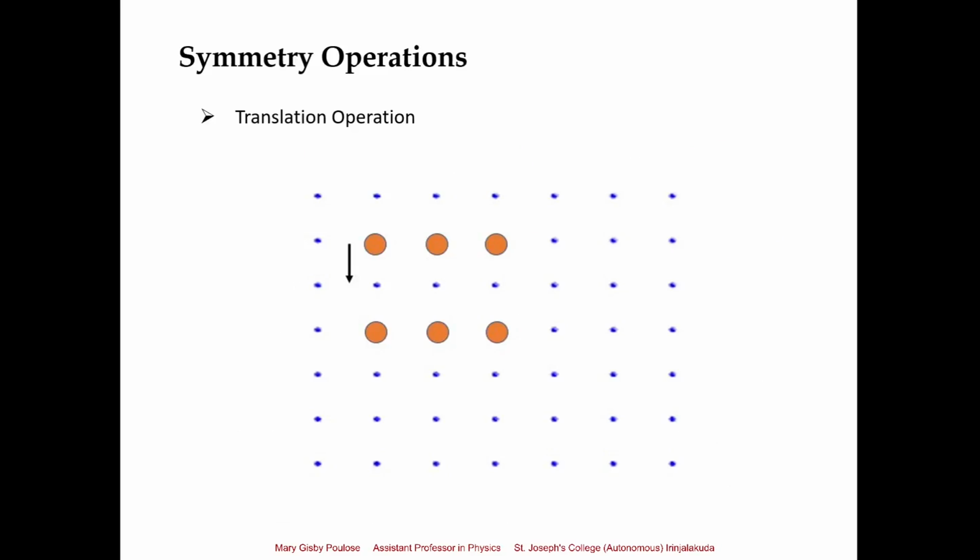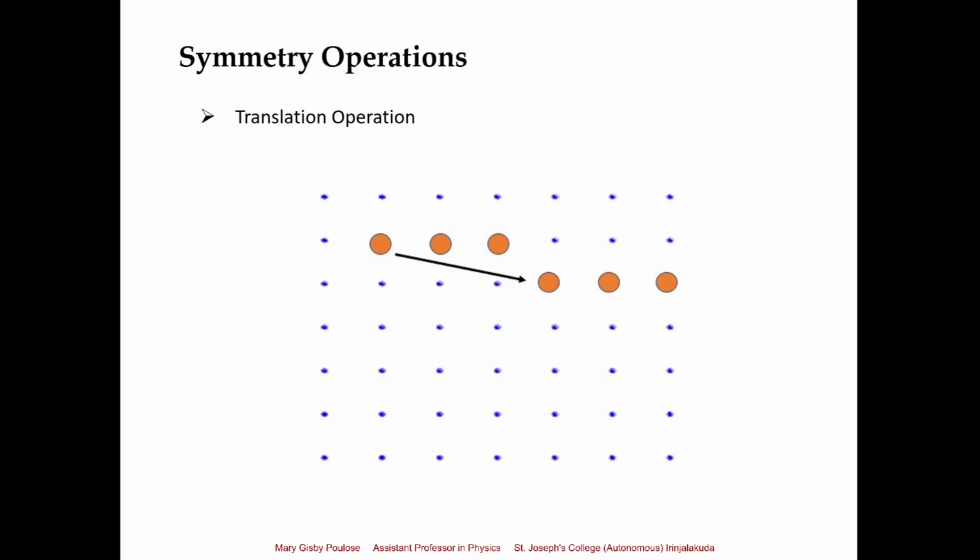The first one is translation operation. In the picture shown here, the blue dots represent the lattice and the bigger orange dots represent the atoms in the lattice. If these three atoms are made to translate along this fundamental vector, they will reach these positions in the lattice. If we look at the atoms as a whole, there is no difference in the structure. Hence, symmetry is maintained in translation operation. Even if we translate these three atoms along another fundamental vector in this direction, the symmetry of the three atoms remains as such.